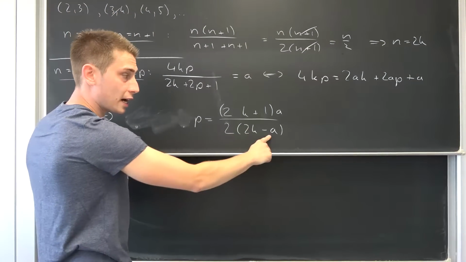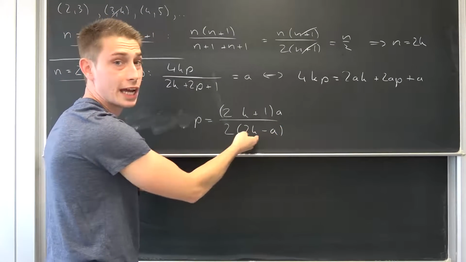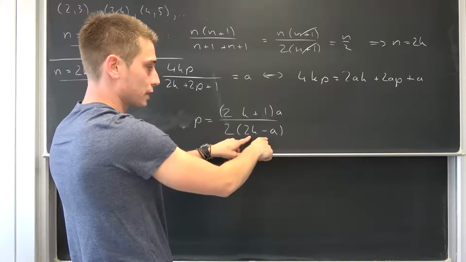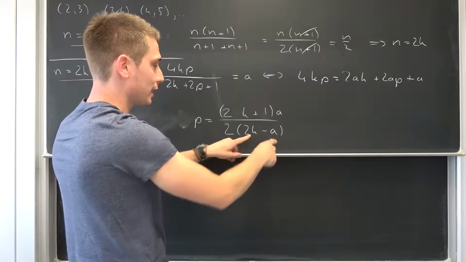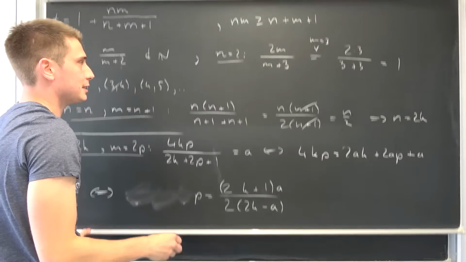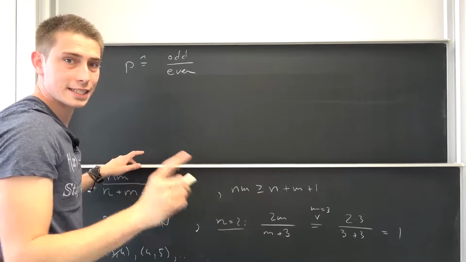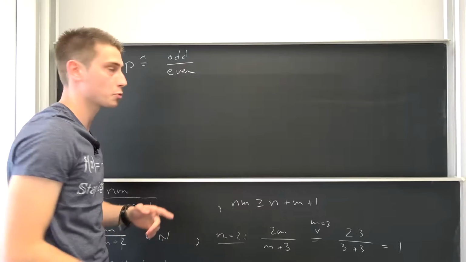over 2 times some element of n. Possibly under the condition that 2k is always strictly greater than our a, meaning this down here is even. And this does not work out. Why does this pose a real problem?